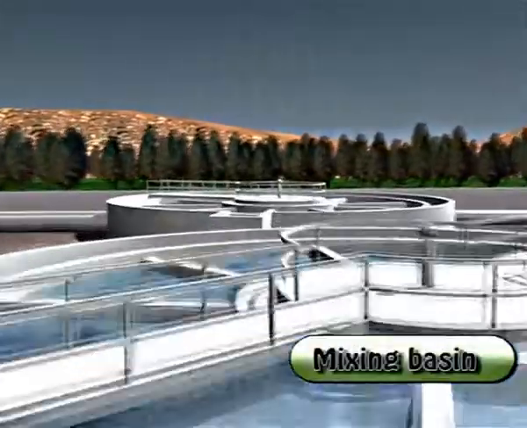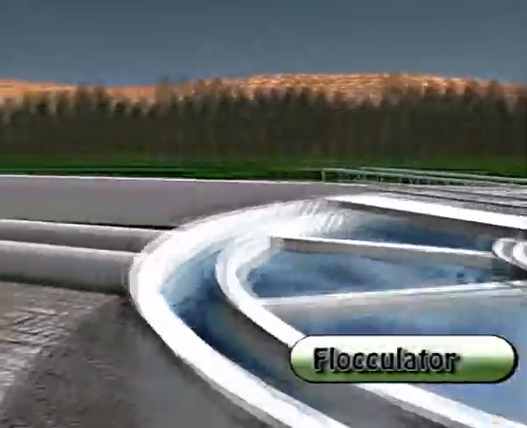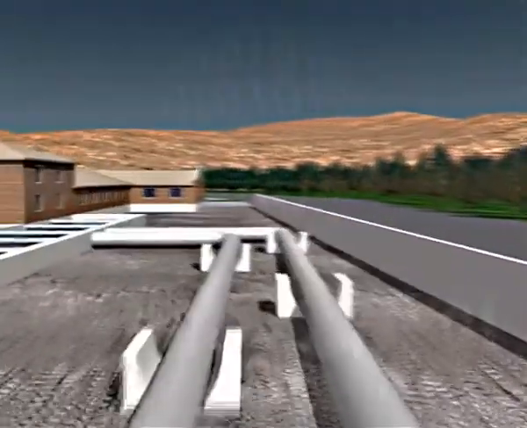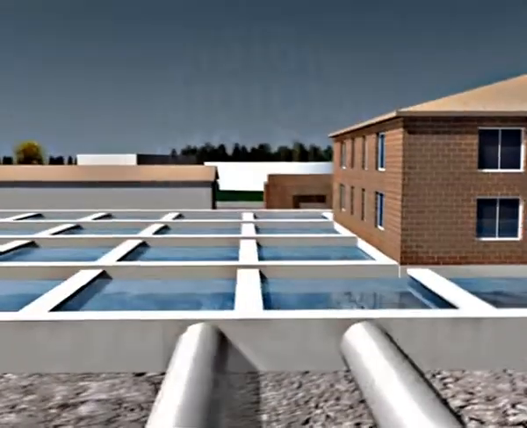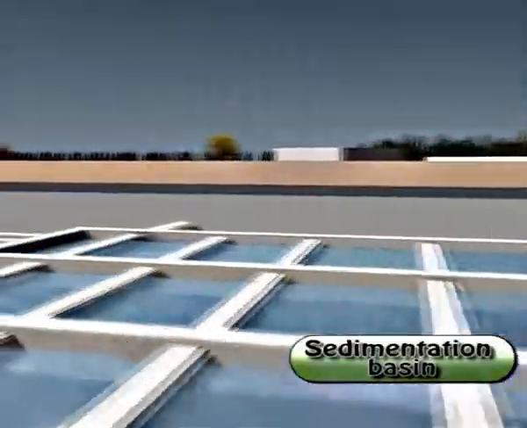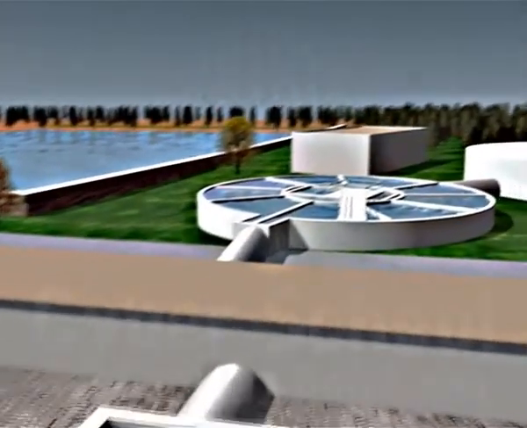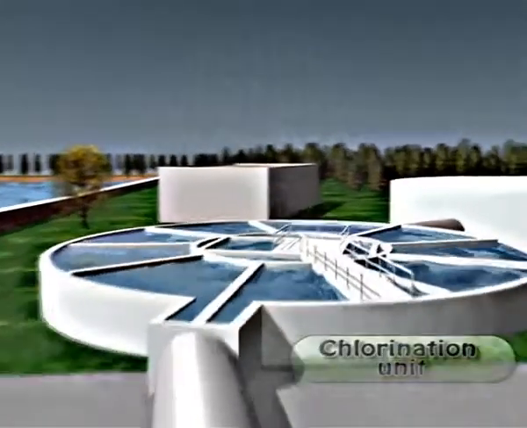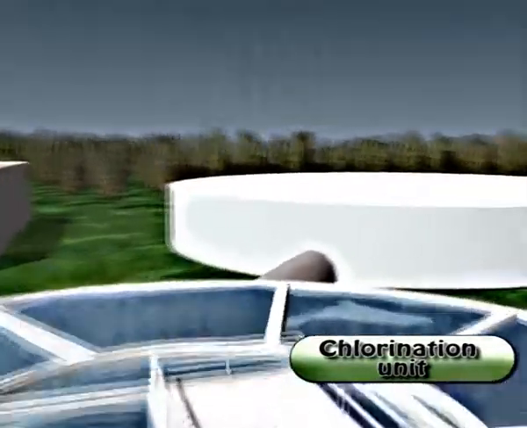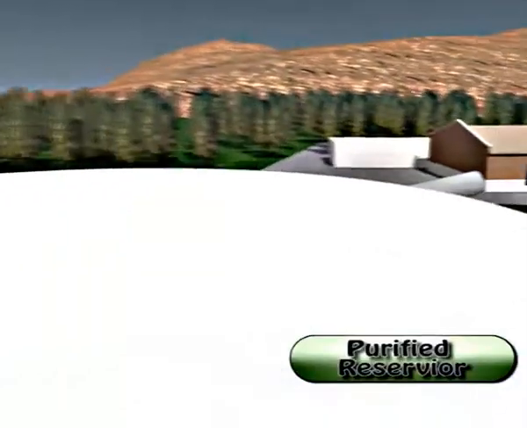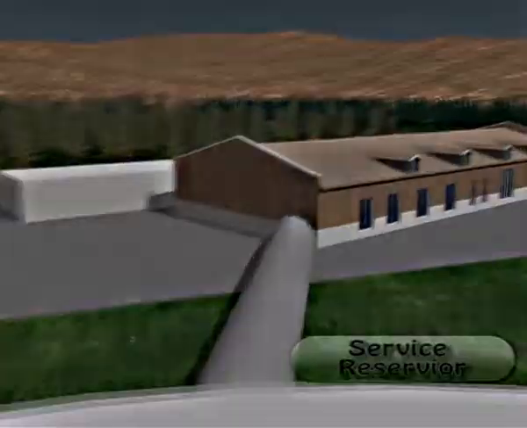After this, sedimentation takes place in sedimentation tanks, where clumps of waste products sink to the bottom of the tank and pure water is drained. In the chlorination process, water is chlorinated to inactivate disease-causing viruses and bacteria. Finally, the purified water is stored and pumped through pipes to houses, where it can be used for drinking.